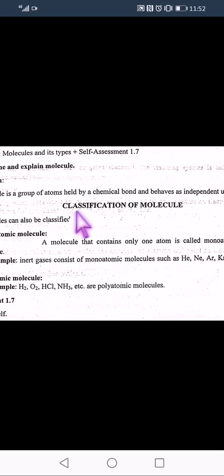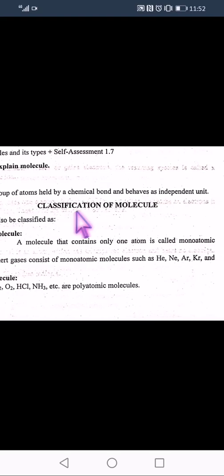The topic we are going to discuss today is 1.3.2, that is representative particles of elements and compounds. Fine. The relative question according to this topic is: define and explain molecule. First of all, what is a molecule? It is a group of atoms held by a chemical bond and behaves as an independent unit.